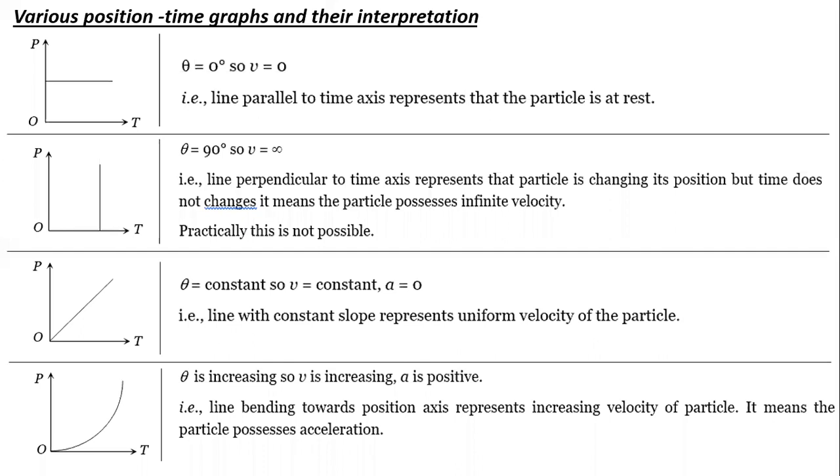So is this section clear? For the third section, you take any angle. If it is a horizontal line, for any angle, the angle is constant, so obviously it is going to be a constant velocity.